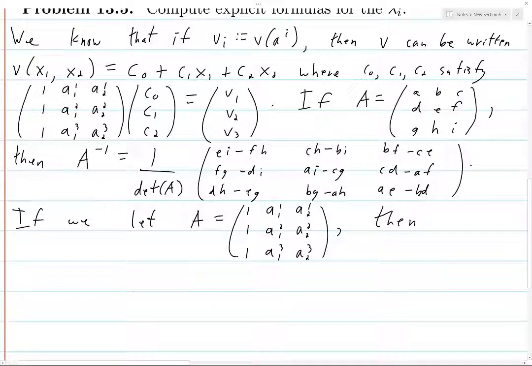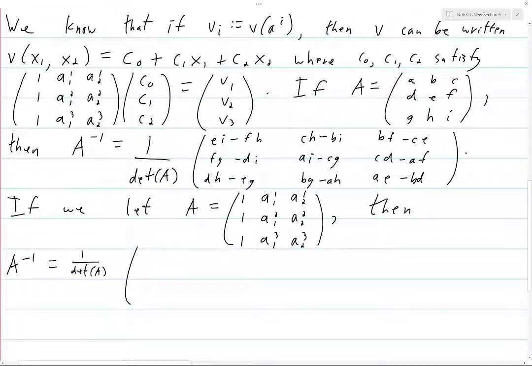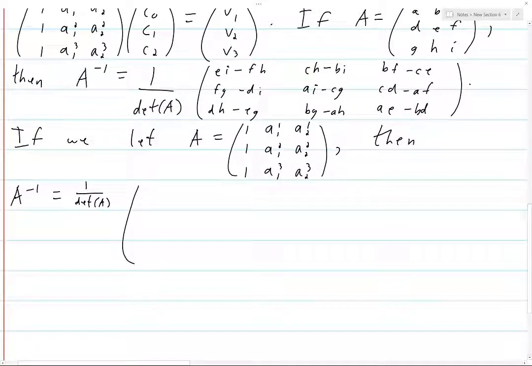A inverse is given by, so we got 1 over the determinant of A, and then what else do we have? We get EI minus FH. Now this is just F minus I. Wait a minute, what am I doing? No, let's go ahead and plug in the actual values here. And this is just something that you plug in the different values and you'll get this. You can just sort of trust me on this. Or do it yourself if you don't trust me.